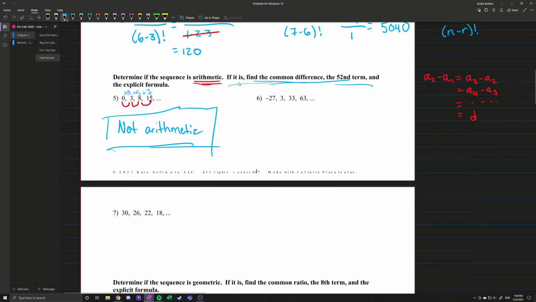Number 6, in order to get from negative 27 to 3, we have to add 30. From 3 to 33, we also have to add 30. From 33 to 63, we also have to add 30. So this looks like an arithmetic sequence with a common difference equal to 30. We're adding 30 to each of the terms to get to the next one. So that's part 1.